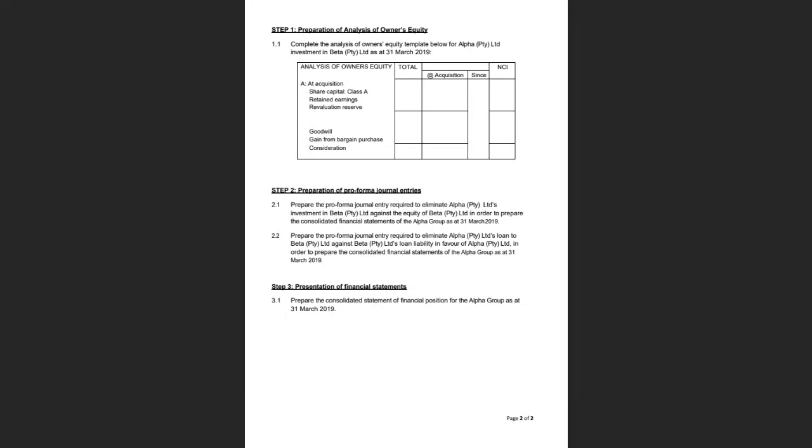Let's have a look at the required. Complete the analysis of owner's equity template below for Alpha Pty Limited investment in Beta as at 31 March 2019. Okay, so this is the first question we're going to have a look at. I'm going to share a template of the answer and we're going to go through it together.